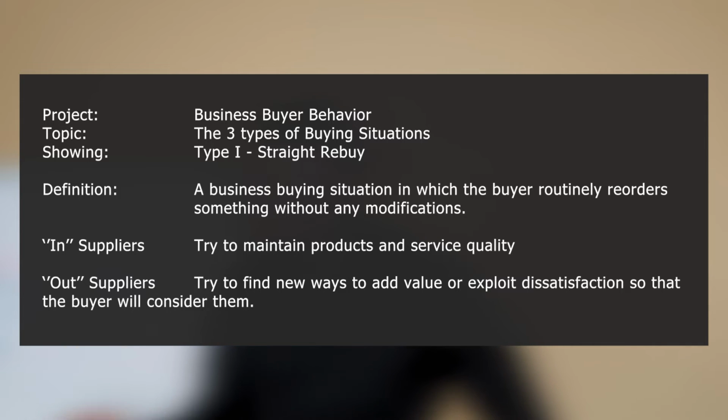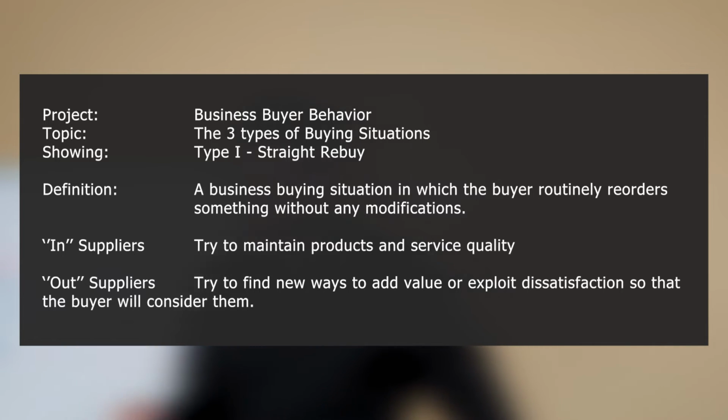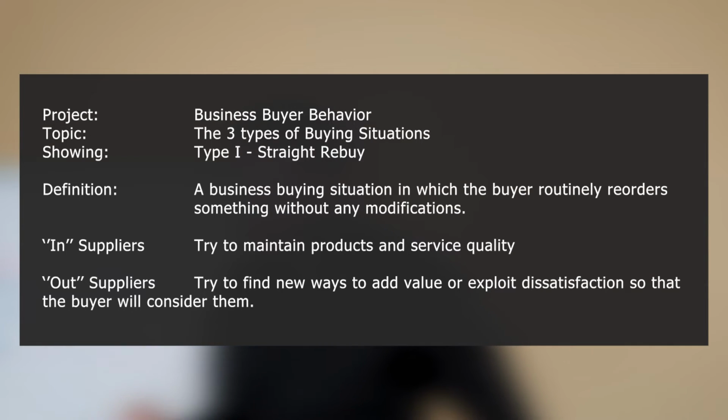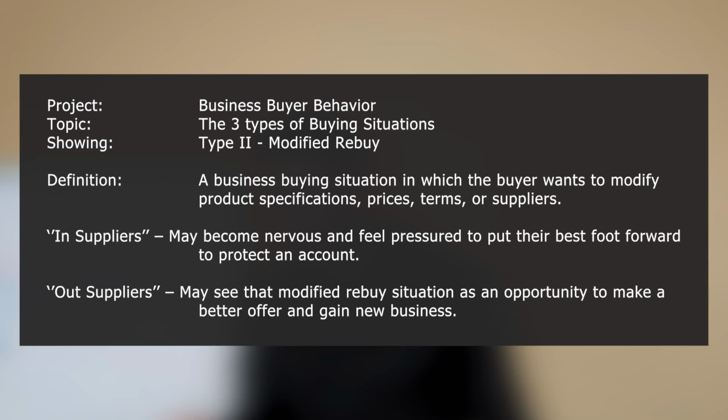To keep the business, in-suppliers try to maintain product and service quality. Out-suppliers try to find new ways to add value or exploit dissatisfaction so that the buyer will consider them. Modified rebuy is the second major type of buying situation. A business buying situation in which the buyer wants to modify product specifications, prices, terms, or suppliers.